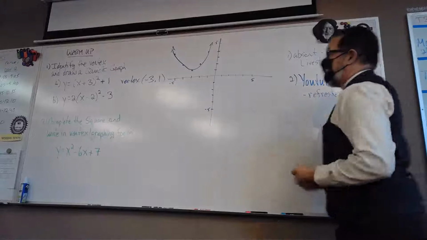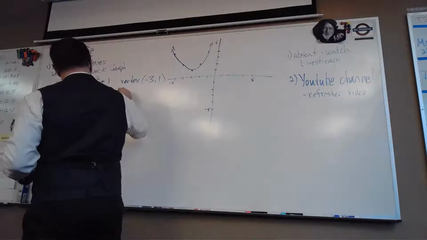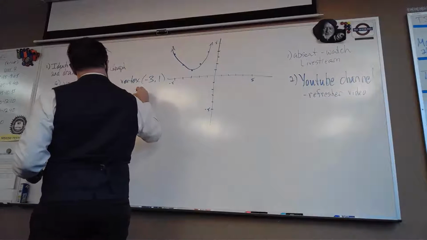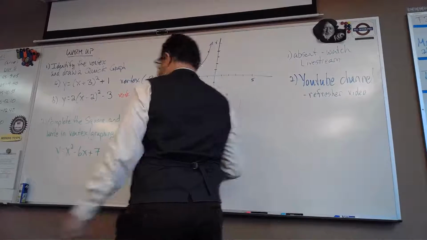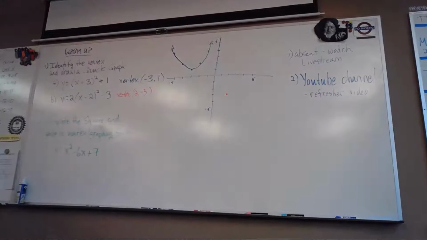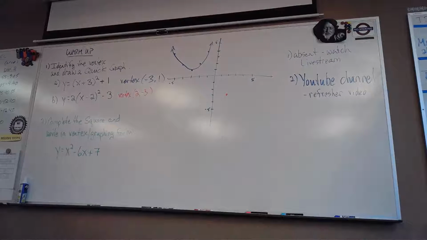where is the vertex? -3, 2, -3. 1, 2, 1, 2, 3. Where are the next points, Brett? Up 1 over 1. Uh-oh.